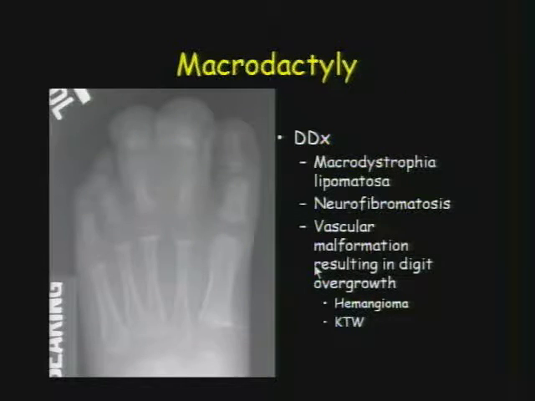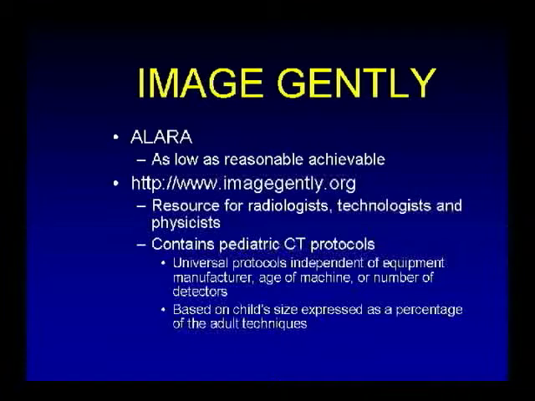My last case, because I'm going head to toe here, I'm at the toes, is macrodactyly. The differential of macrodactyly will be macrodystrophia lipomatosa, and you look for excess fatty deposition in the soft tissues with that, neurofibromatosis, or vascular malformation resulting in digit overgrowth, and that can be either a hemangioma or Klippel-Trenaunay-Weber.